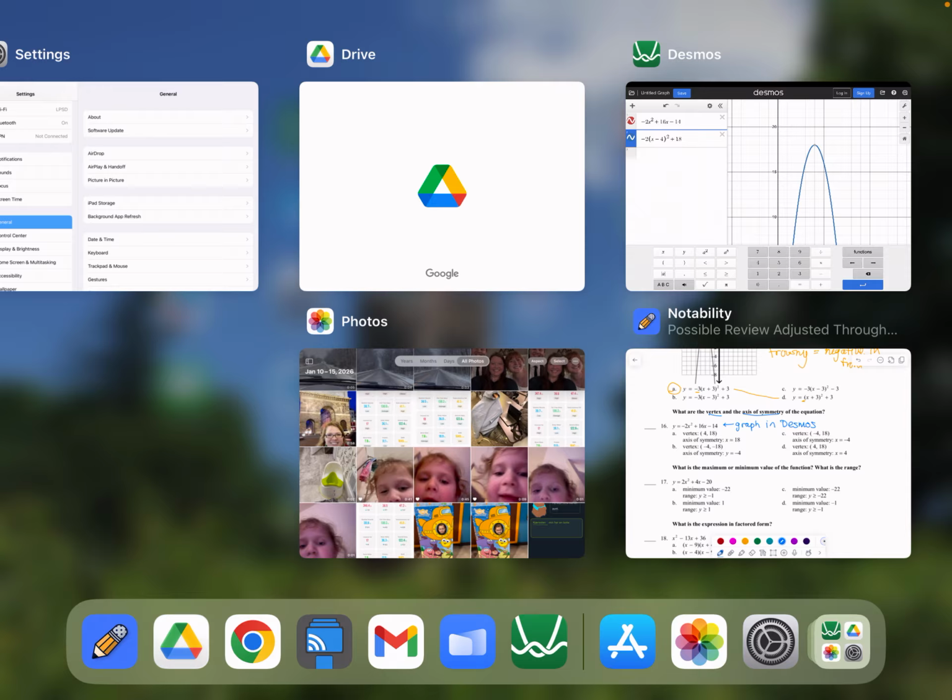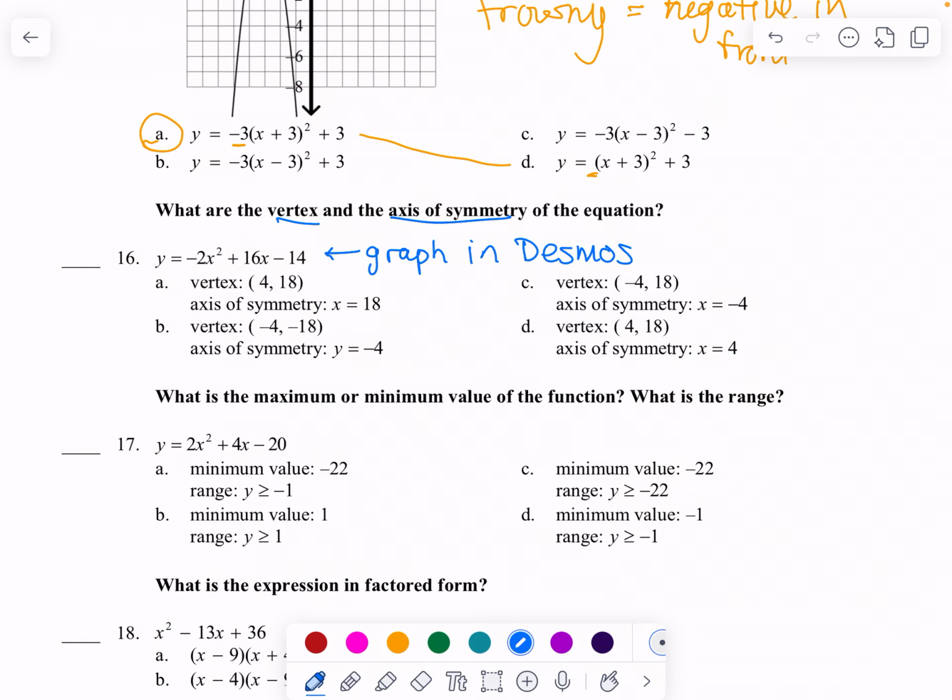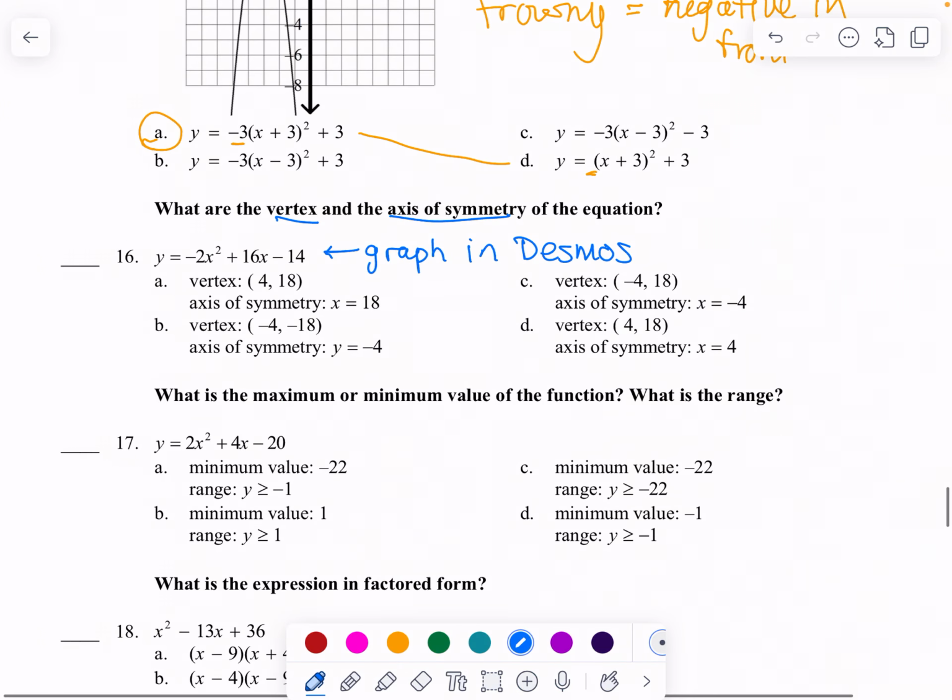All we needed was, we didn't have to have all that stuff. Cool. So the vertex was 4, 18, and that was correct, right? So it's either going to be this one or this one. But then the axis of symmetry is the same thing that the x is. So it has to be this one, because they have to be the same. So that answer would be D. Did I put A up here? I did. That answer would be D.